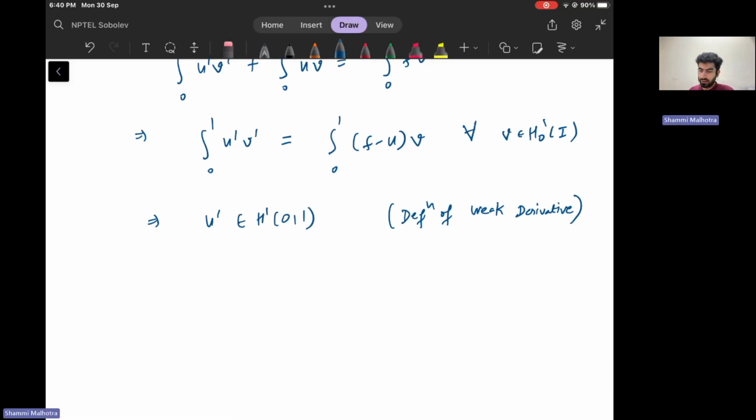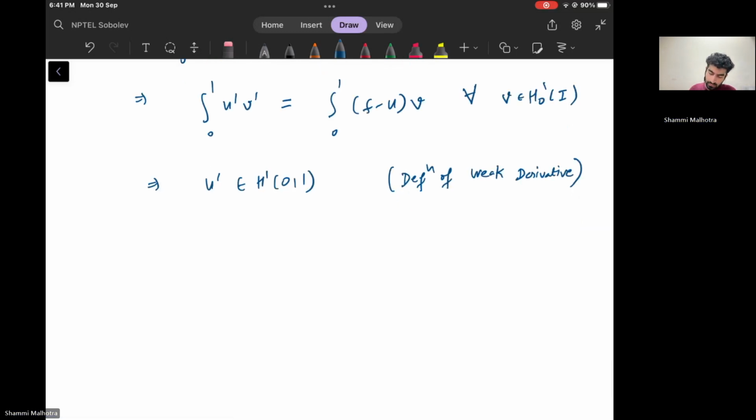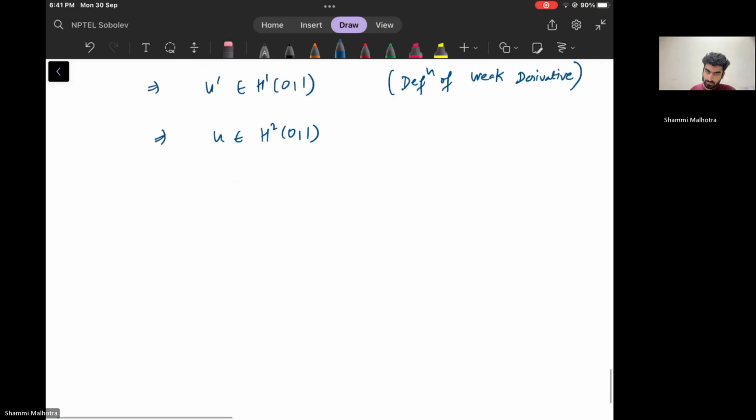From the definite weak derivative, we have this thing. So what this basically means is that u actually lies in H^2_0(0,1). And this proves our part, that finally we have u in H^2 as well.